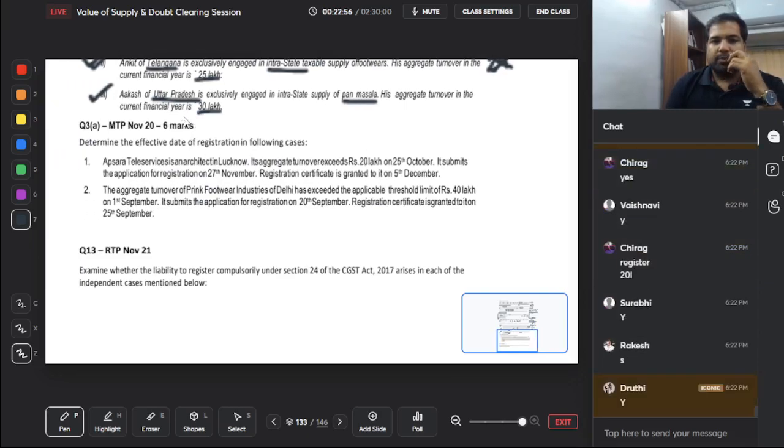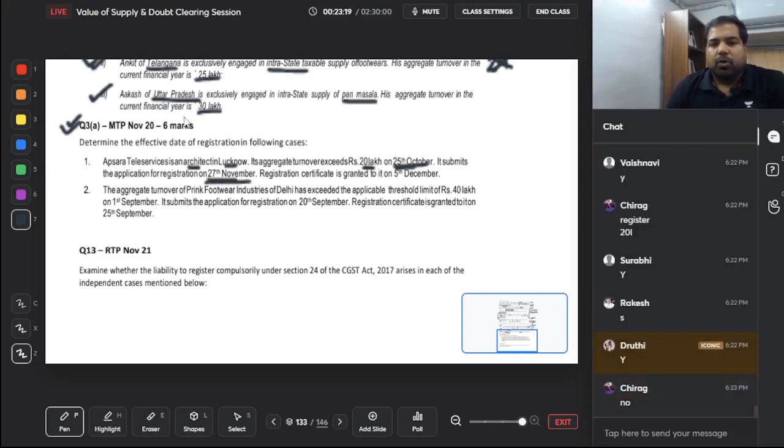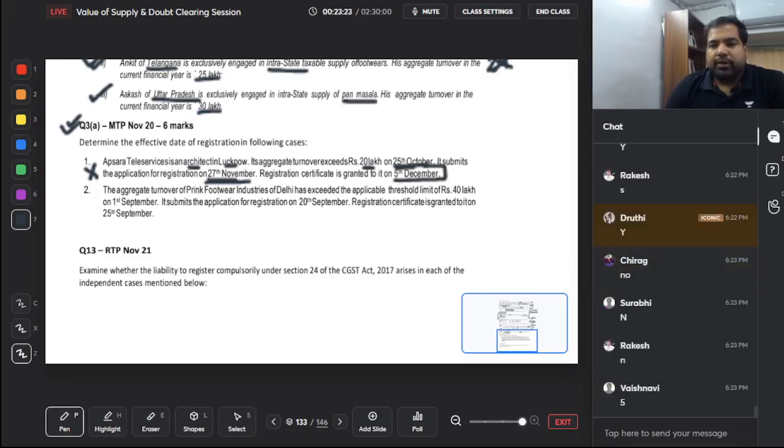Looking at the next question, please check and answer, guys. I'll read it. It's slightly complicated to read this one. Apsara Teleservices is an architect in Lucknow. Its aggregate turnover exceeds 20 lakhs on 25th October. It submits the application for registration on 27 November. Guys, is it proactive? No, it is not. So what is the date of registration? 5th December.